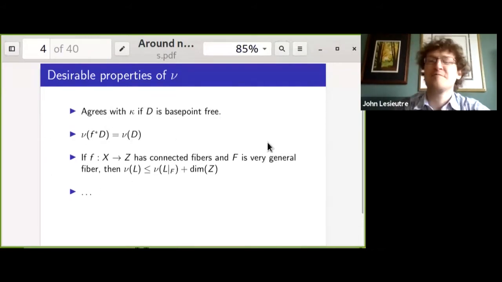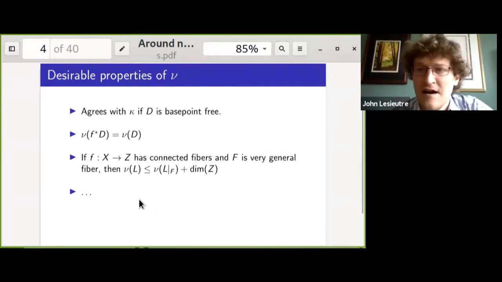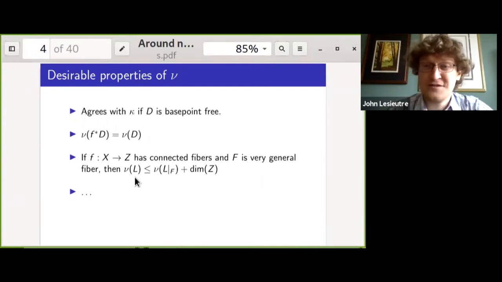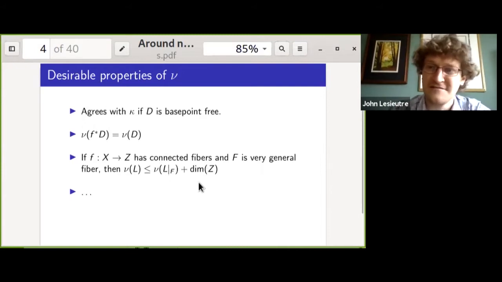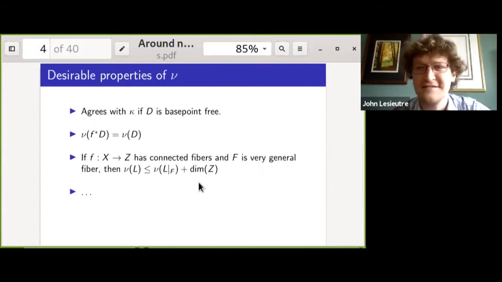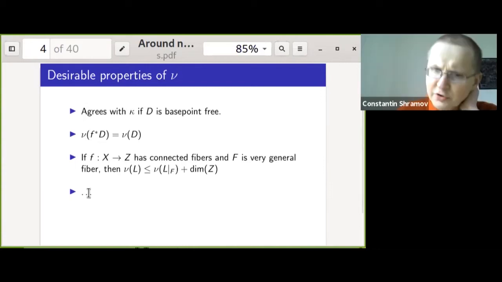So if you have a fibration, and you have a line bundle on the total space, the numerical dimension of that should be less than or equal to the numerical dimension on a general fiber plus the dimension of the base. So this is something that is satisfied by the Iitaka dimension, and you'd want it to carry over to the numerical case. I mean, it's up to you, of course. Is it crucial for this property for Iitaka that the fiber is very general, not just general?